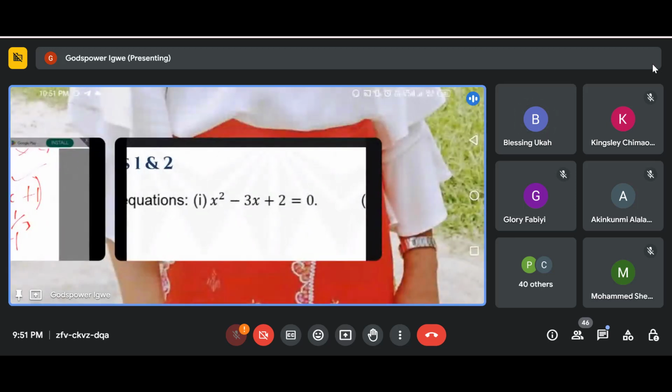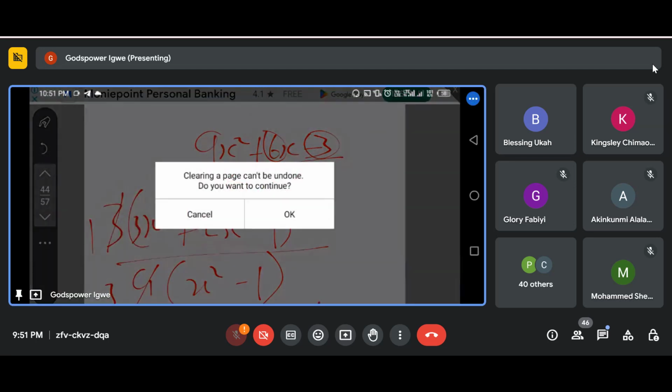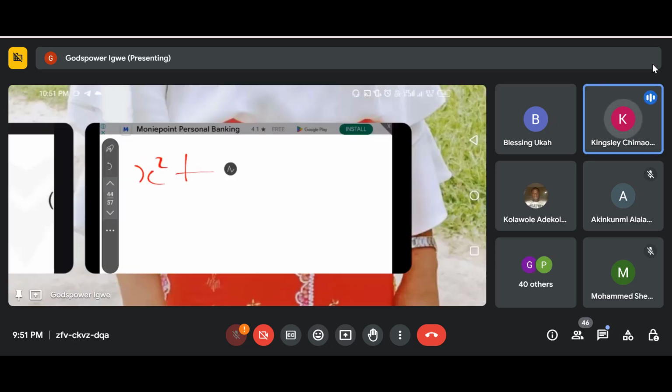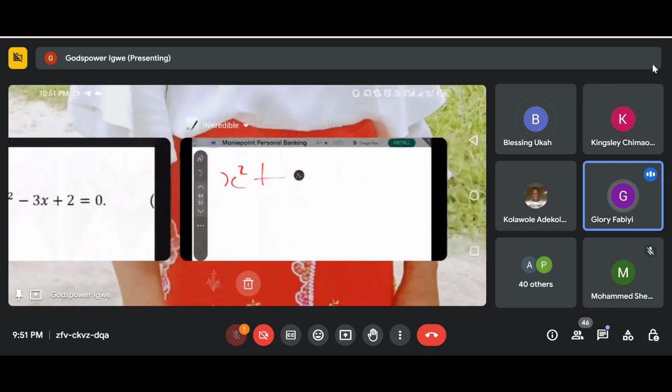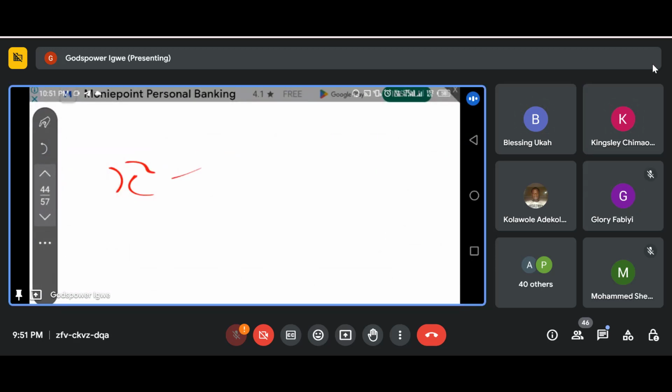Let me use my writing board. Can somebody give me that question again? It says x squared minus 3x plus 2 is equal to 0.